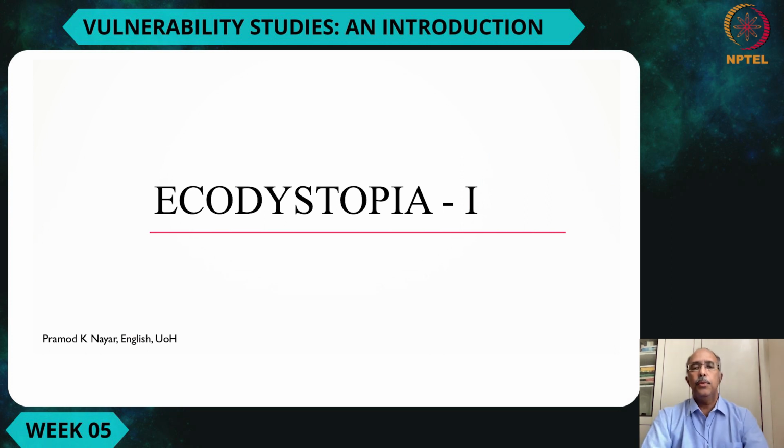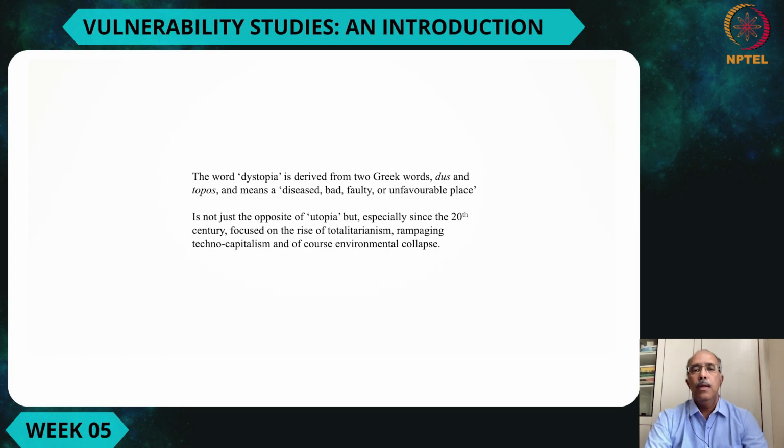So we return here to our discussion of eco-dystopias and eco-precarity. And you will recall what we have said about ecological precarity, and we'll continue into more specific forms that we shall be exploring in this particular session and the next one. The word dystopia is derived from the Greek words dus and topos. Topos meaning, of course, place. And if you put dus and topos together, what it means is a sick or diseased or an unfavorable place.